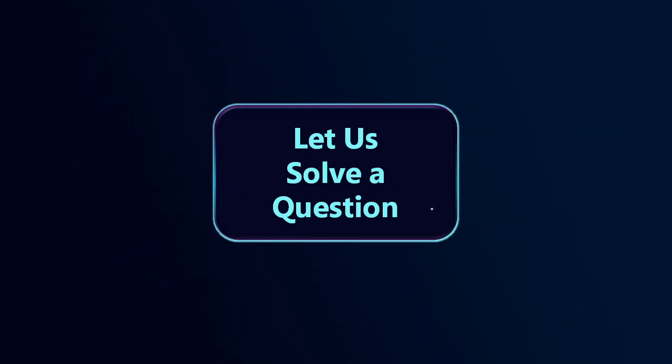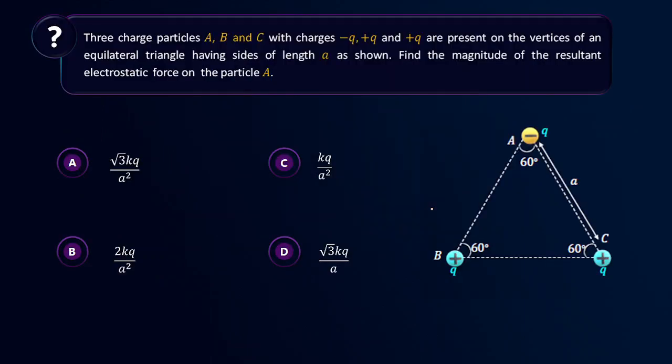Right? Now let us move forward. Let us solve one more question. Now this question all of you have to solve. Question says that three charged particles A, B, C with charges minus q, plus q and plus q are present on the vertices of an equilateral triangle having side of length a as shown. So find the magnitude of the resultant electrostatic force on the particle A. So here net force is how much that we have to find.